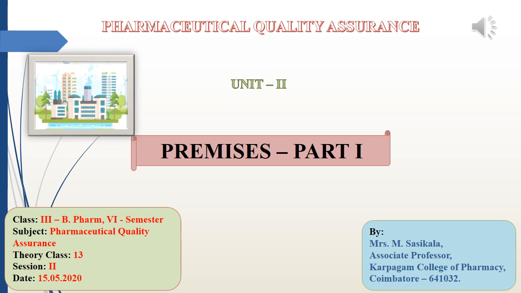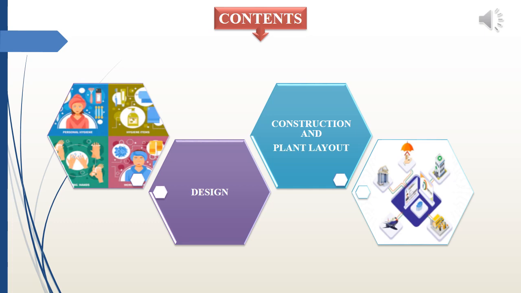So according to current good manufacturing practices, what are premises and what are the requirements for premises to achieve 100% product quality? Okay, that is the aim. To meet the product quality, premises are designed and constructed. So we will be discussing briefly about premises here. The contents under premises to be discussed today are design, construction and plant layout.